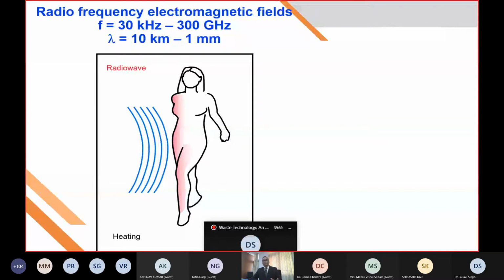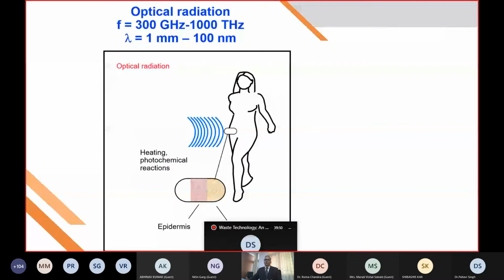Now it is the optical range, and beyond that, the frequency goes beyond ultraviolet towards X-ray, gamma ray, the nuclear field and the cosmic field. So heating through photochemical reactions would be there.